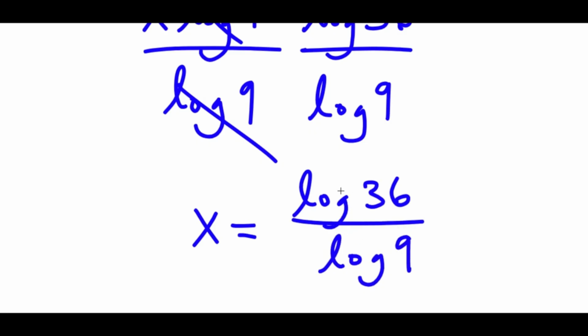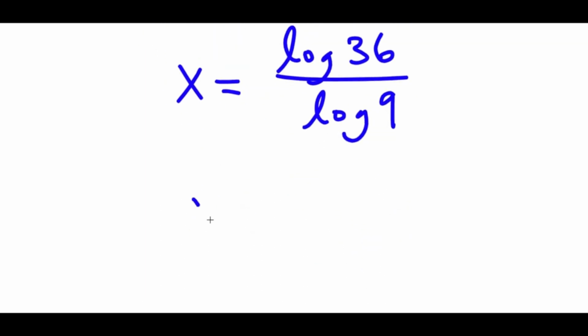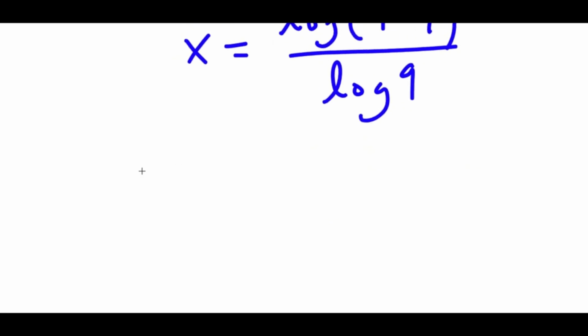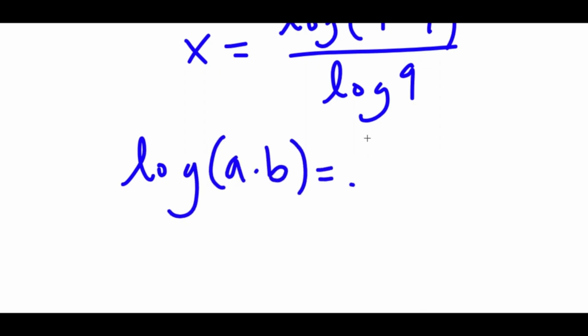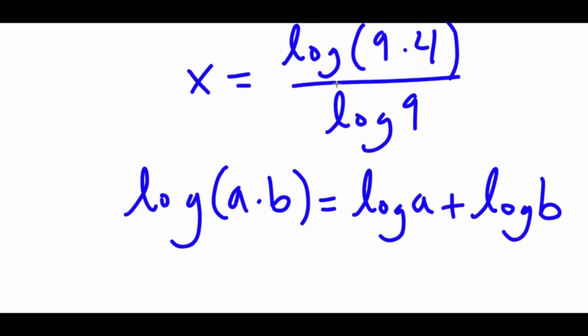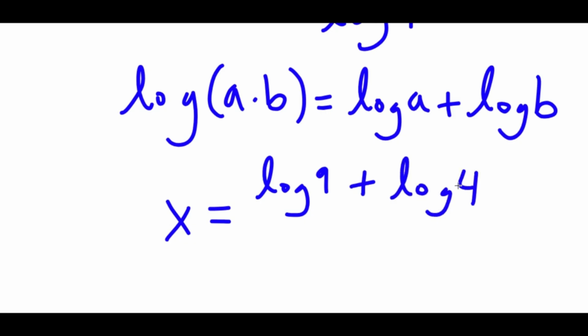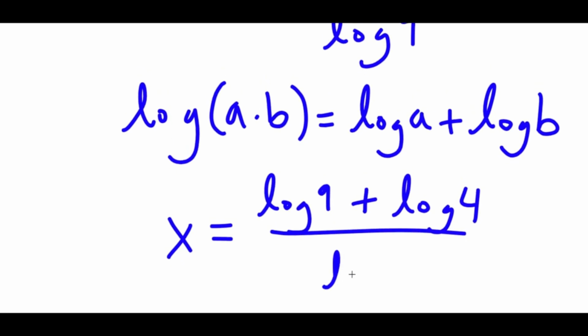Now, log 36, I can rewrite that as log of 9 times 4. So I have this over log 9. And if I have something in the form log a times b, this is equal to log a plus log b. So in this case, log of 9 times 4, that's going to equal log 9 plus log 4. And I have this over log 9.